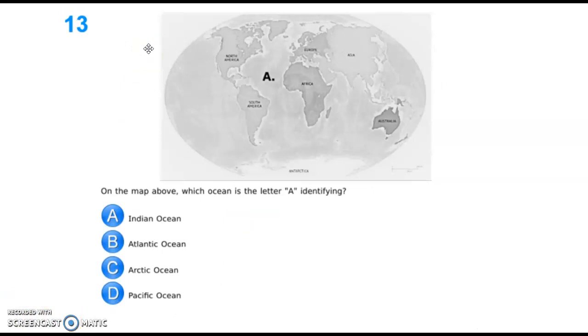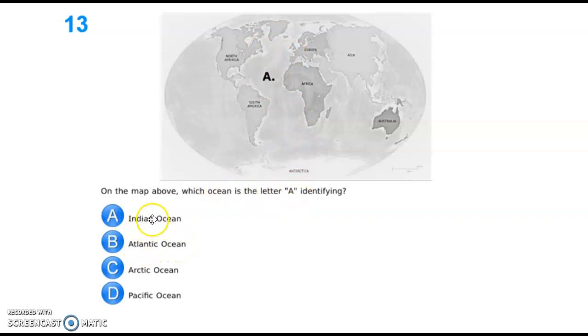Question 13 is your next one on the 9A, or tied to 9A. It says on the map above, which ocean is the letter A identifying? So the ocean that is between Africa and North America and South America. So the correct answer here would have been B, the Atlantic Ocean.